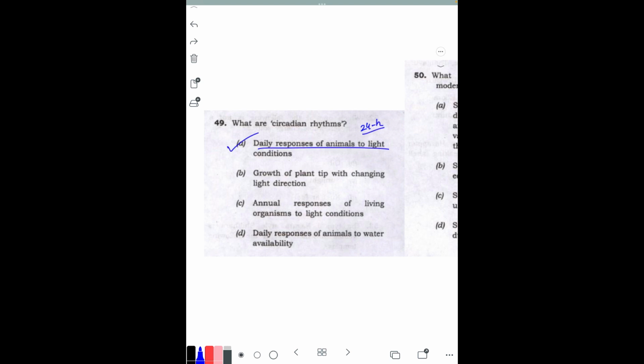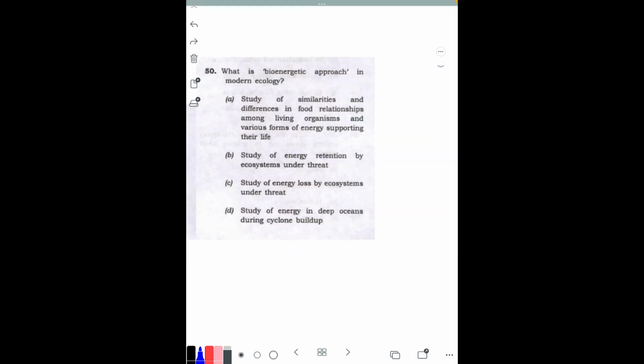Daily responses of animals to light condition. Daily. 50. What is bioenergetic approach in modern ecology? So bioenergetic approach is a method used in modern ecology to study the energy flow through the ecosystem. So the correct option is answer A. That is study of similarities and differences in food relationships among living organisms and various life forms of energy supporting their life.